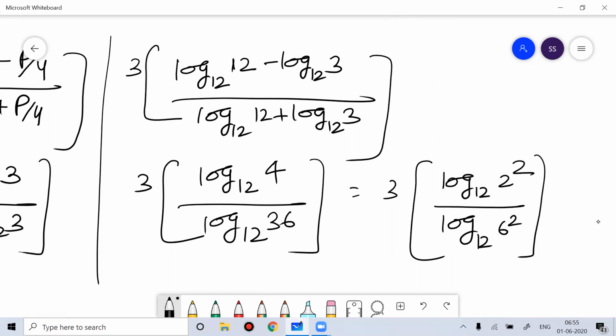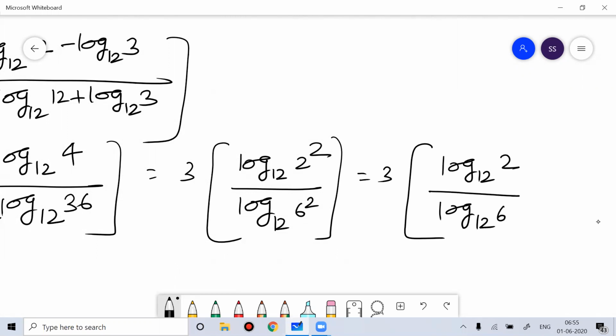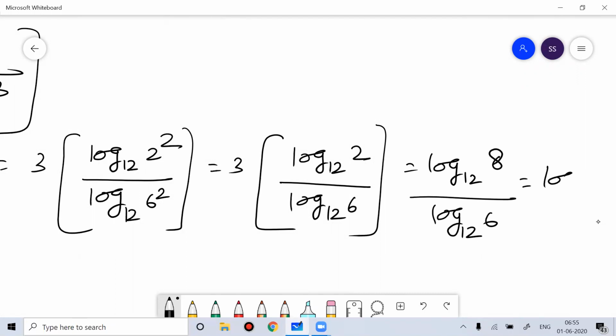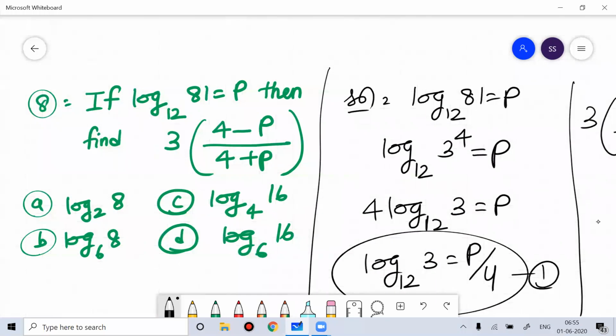Ultimately, this gives log base 12 of 2 square by log base 12 of 6 square, so log base 12 of 2 by log base 12 of 6, with the 3 multiplied in. If I bring this inside, it becomes log base 12 of 2 to the power 3, which is 8, divided by log base 12 of 6. This you can write as log base 6 of 8. This will be your answer, log base 6 of 8. Answer is option B.